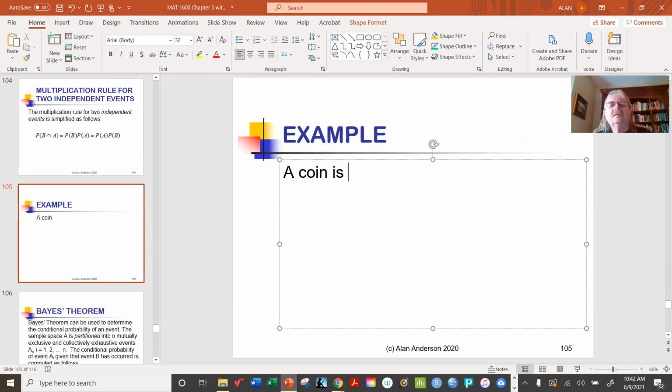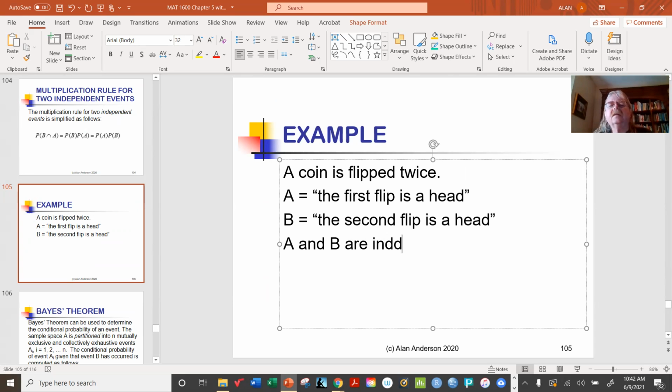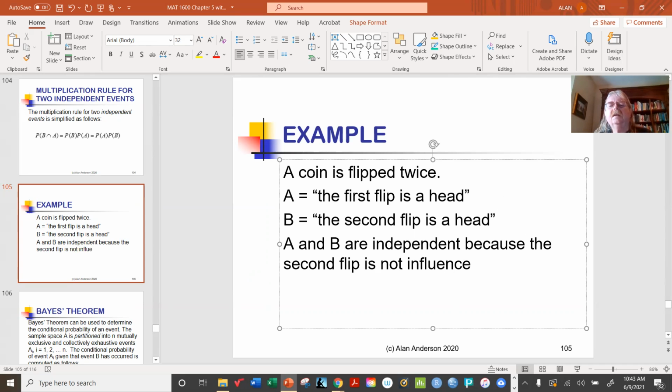A coin is flipped twice. A is the event that the first flip is a head. B is the event that the second flip is a head. Now, if you flip the coin and it turns out to be a head, does that influence the probability of getting another head on the second flip? The answer is no. A and B are independent because the second flip is not influenced by the first flip.